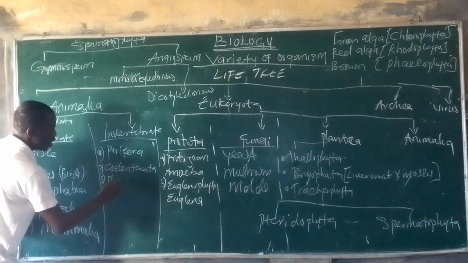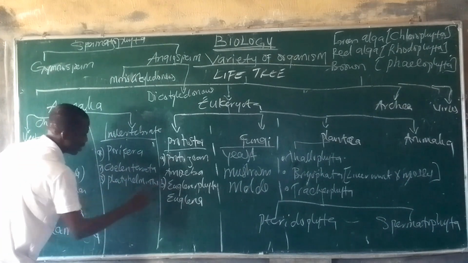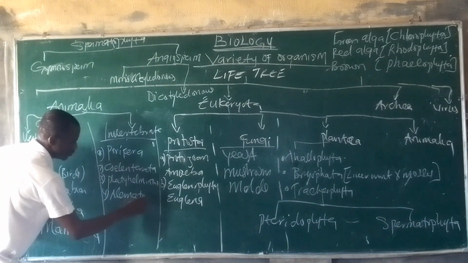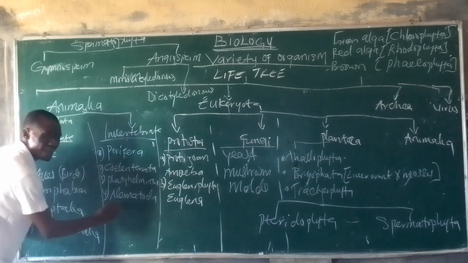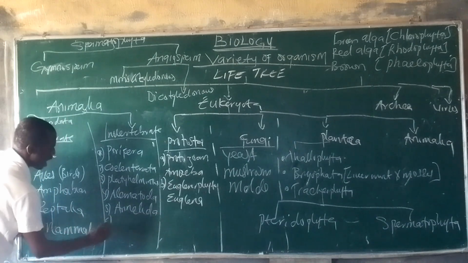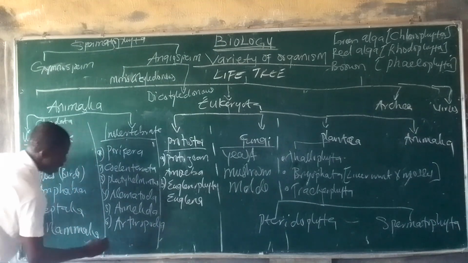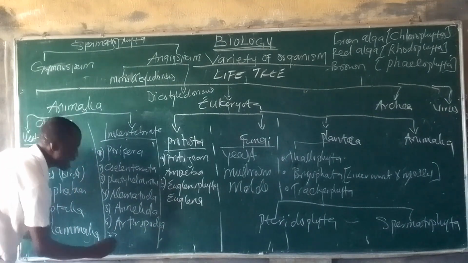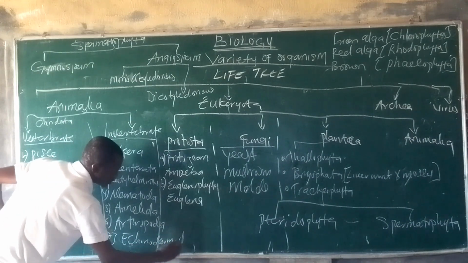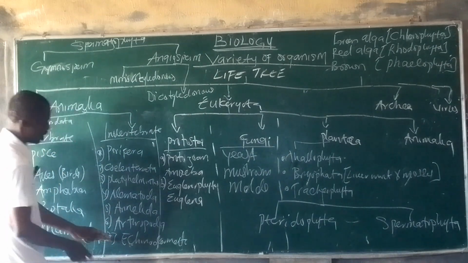We're looking for Platyhelminthes. Alright? We're looking for Nematoda. We are looking for Annelida. We are looking for Arthropoda. We are looking for Echinodermata. Okay, is it complete? Is it 9? 1, 2, 3, 4, 5, 6, 7. It's not 9. Which one is remaining?